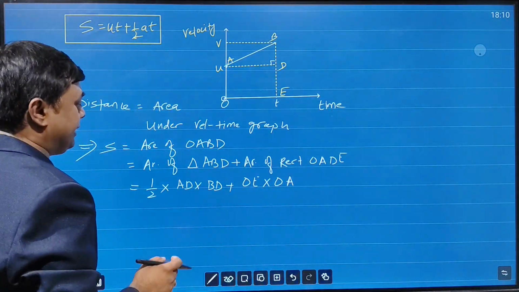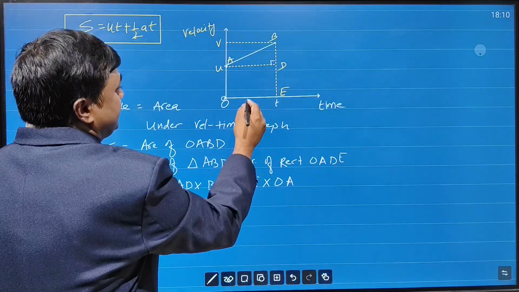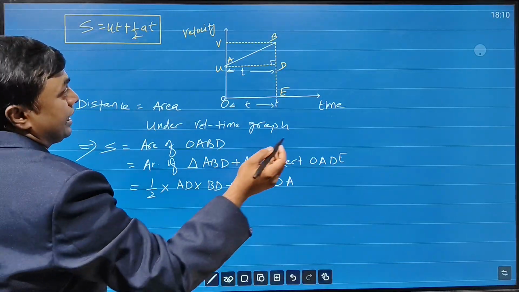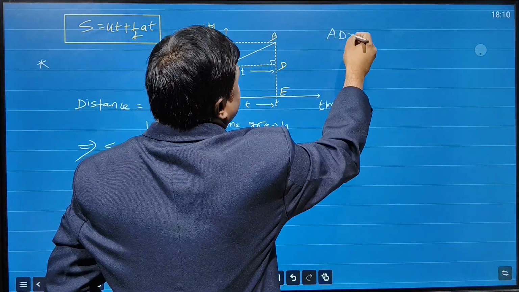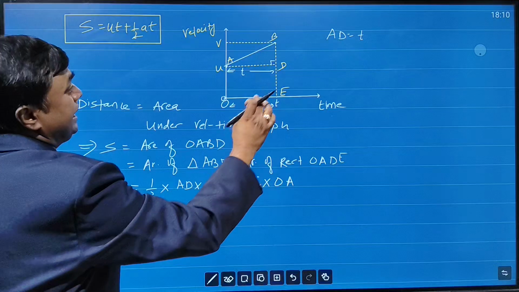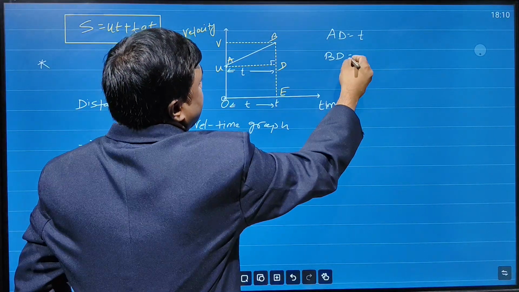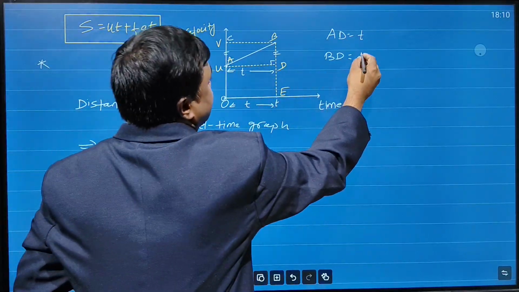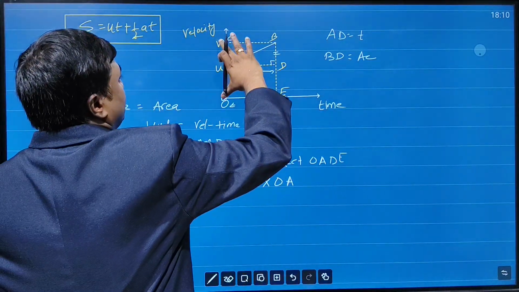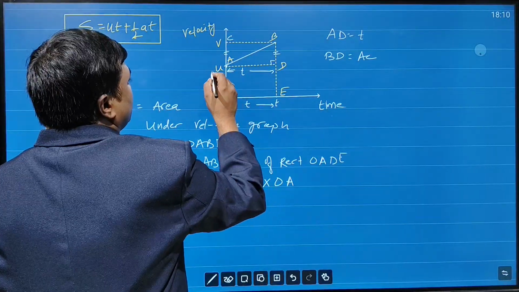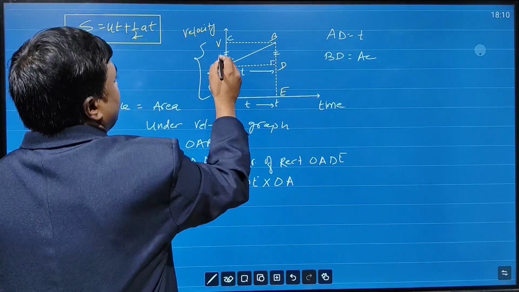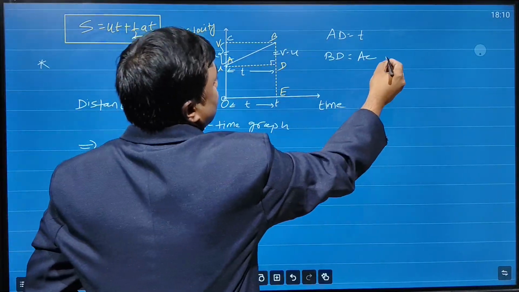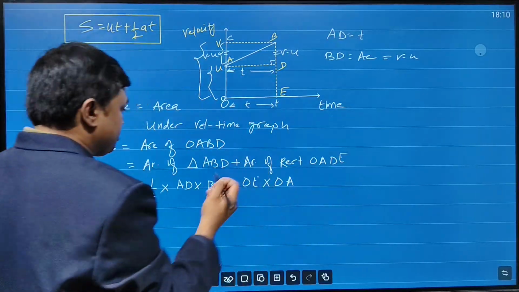Now this is the main thing. What is AD? This distance is t, from here to here is t. So AD is nothing but t only. Am I clear? What is BD? BD is equal to AC. From here to here is v, and here to here is u. So this distance is v minus u. So BD is v minus u. Just substitute the values.